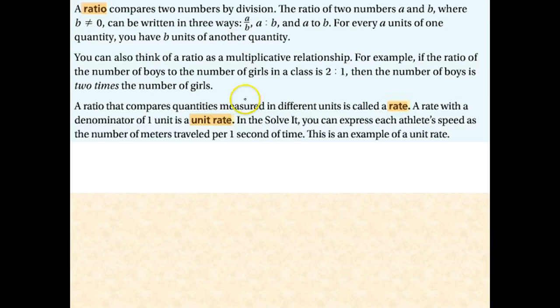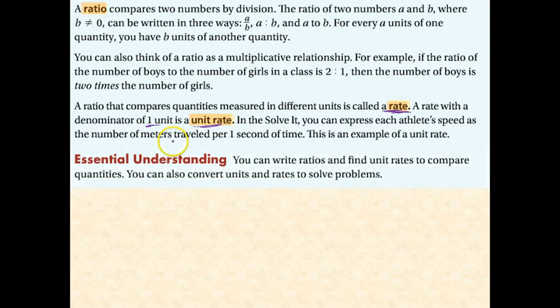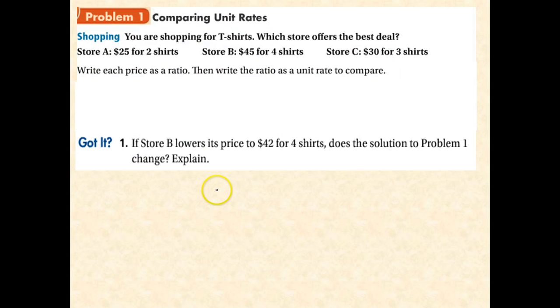A ratio that compares quantities in different units is called a rate. A rate with a denominator of 1 unit is called the unit rate. You can write ratios to find unit rates and compare quantities. You can also convert units and rates to solve problems.